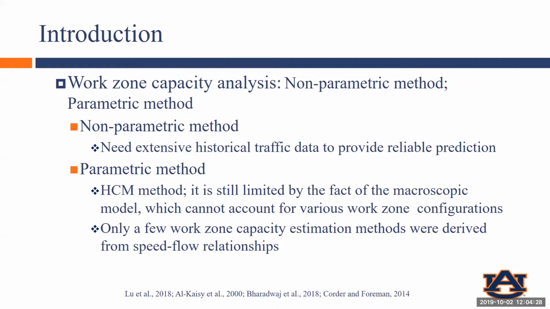For work zone capacity analysis, there are two different methods: a non-parametric method and a parametric method. For the non-parametric method, you need extensive historical traffic data to provide a reliable prediction. For the parametric method, the Highway Capacity Manual method is a very typical one. It is a macroscopic model which cannot account for various work zone configurations, and only a few capacity estimation methods were derived from the speed and flow relationship.